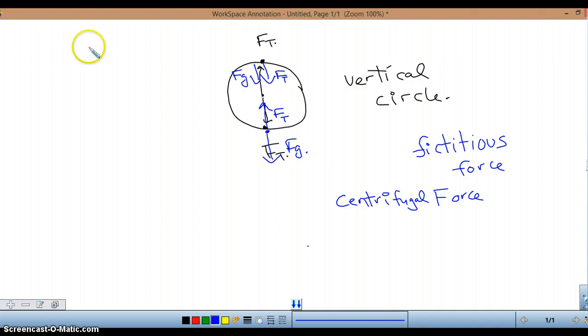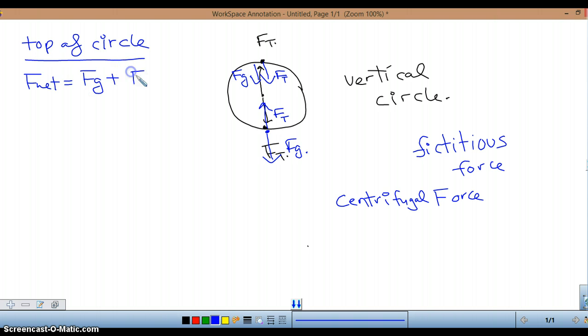So when we're calculating the net force at the top of the circle, we would do the following. We would do F net, which equals, made up of the following forces, Fg plus Ft. Of course, F net being mv squared over r. So you would do mv squared over r minus Fg, which gives you Ft. This is at the top of the circle. Okay? Alright.